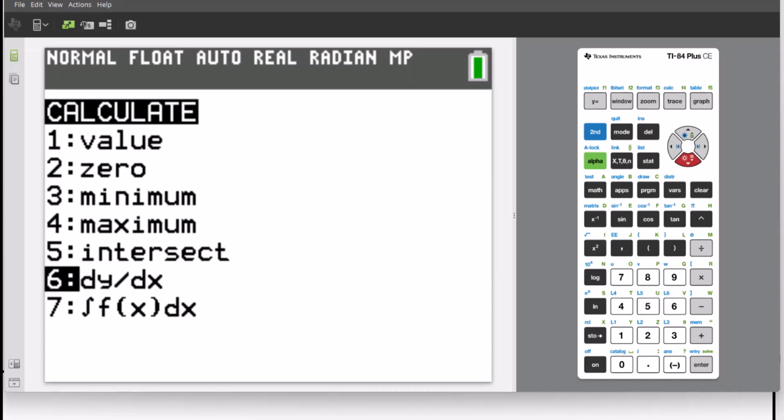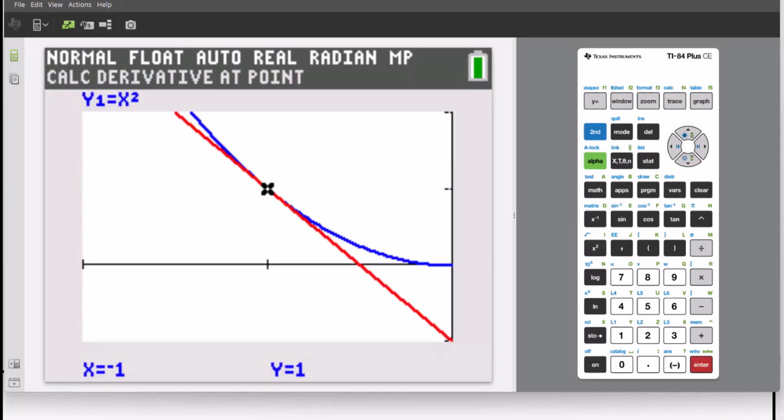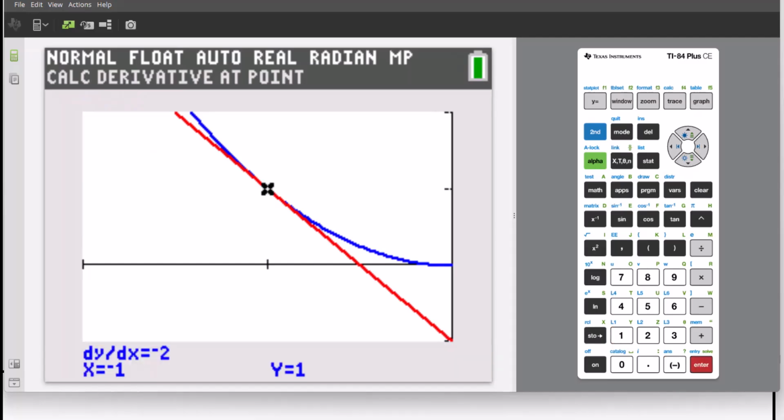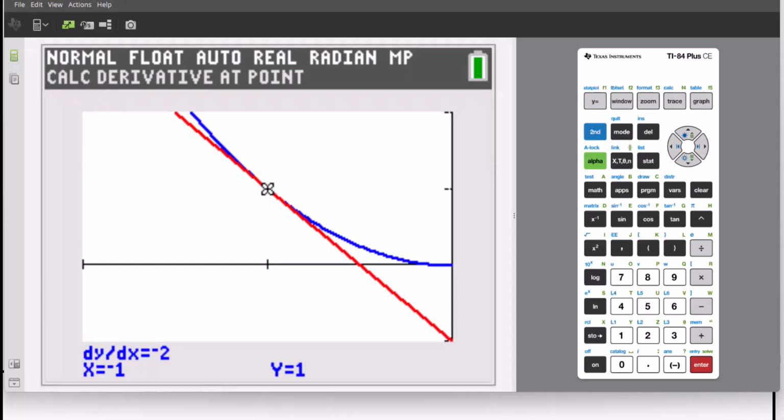This is the notation that we'll be using later on for the derivative at a point. So it's dy divided by dx. I want you to select that, then type -1 on your keyboard and hit enter. You'll see now on the bottom of the screen of the calculator there are two lines, and the first one is dy over dx equals -2.